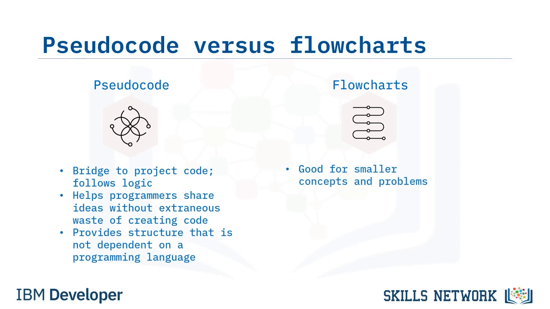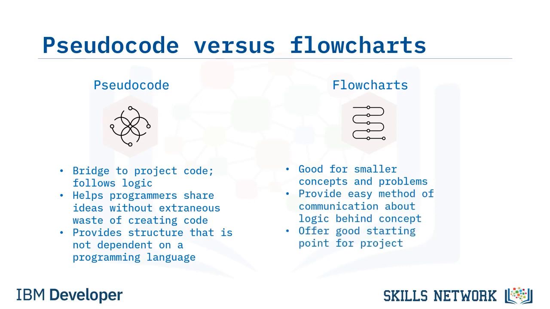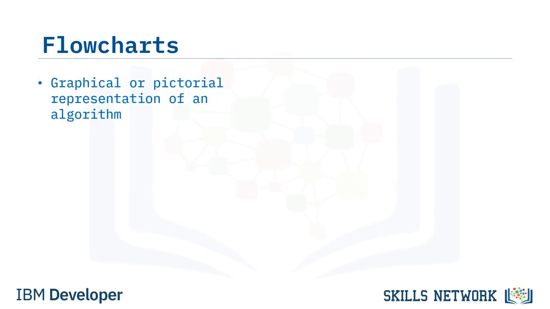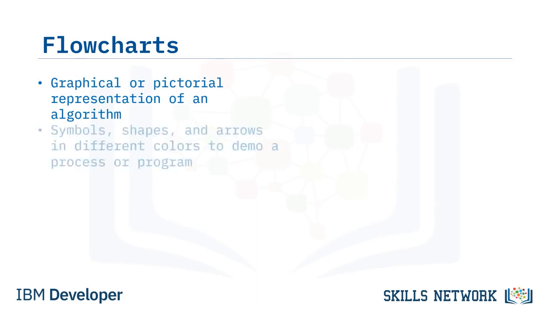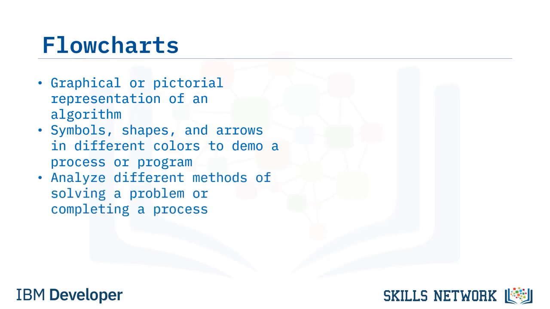And flowcharts provide an easy method of communication about the logic and offer a good starting point for the project because they are easier to create than pseudocode in the beginning stages. A flowchart is the graphical or pictorial representation of an algorithm using different symbols, shapes, and arrows in different sizes and colors to demonstrate a process or a program. The main purpose of using a flowchart is to analyze different methods of solving a problem or completing a process.